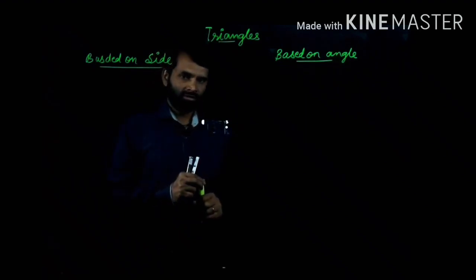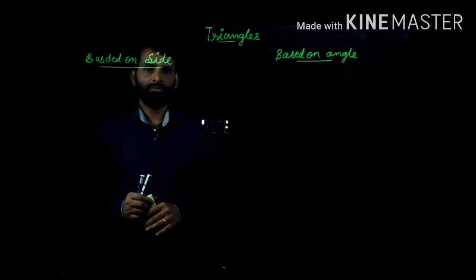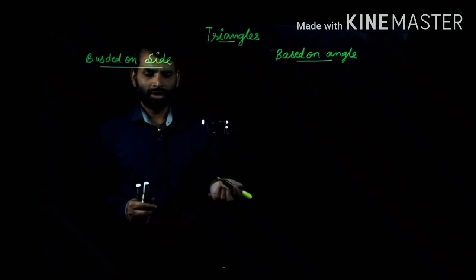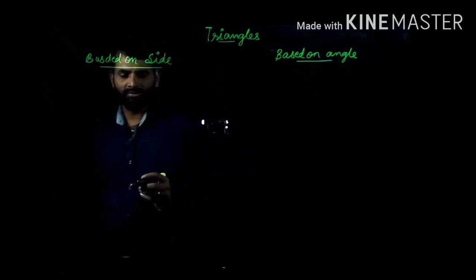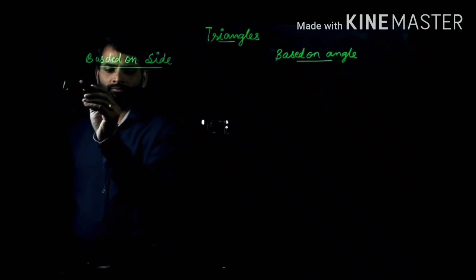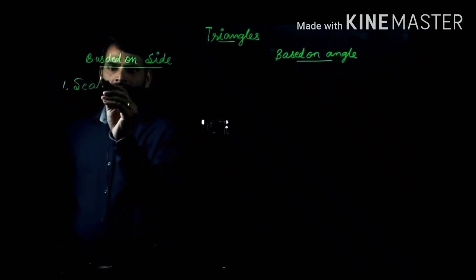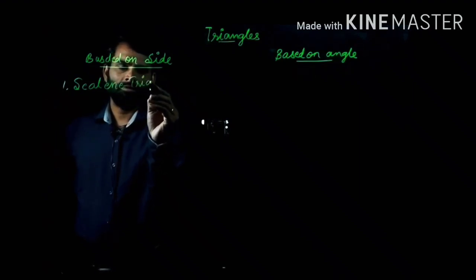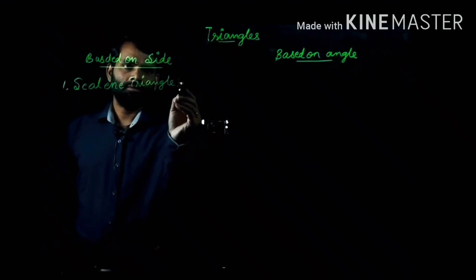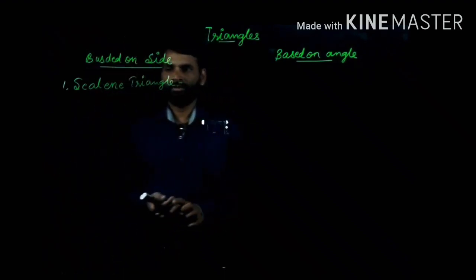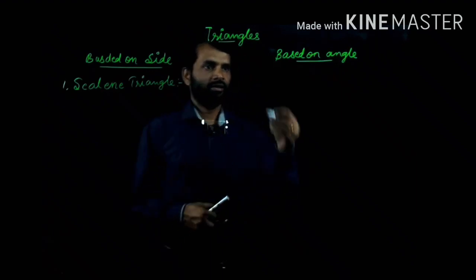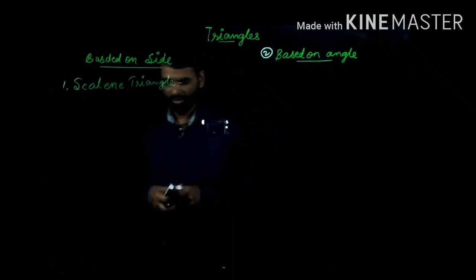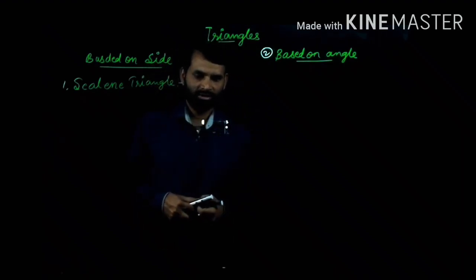There are relations between sides according to the name of the triangle, and relations between angles according to the name of the triangle. Based on side, the first is the scalene triangle. First we will view based on side, and second is based on angle.